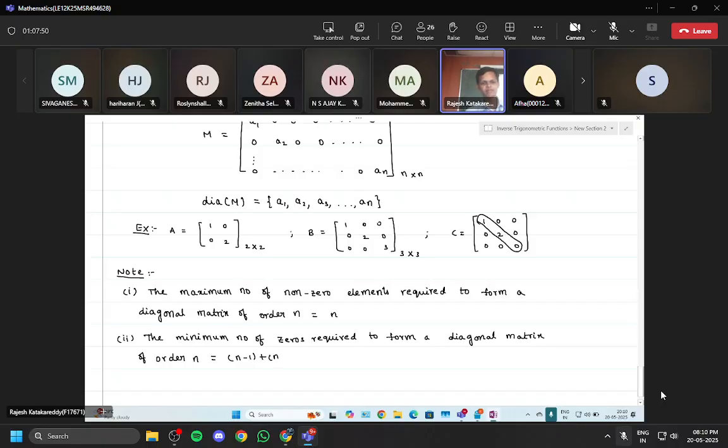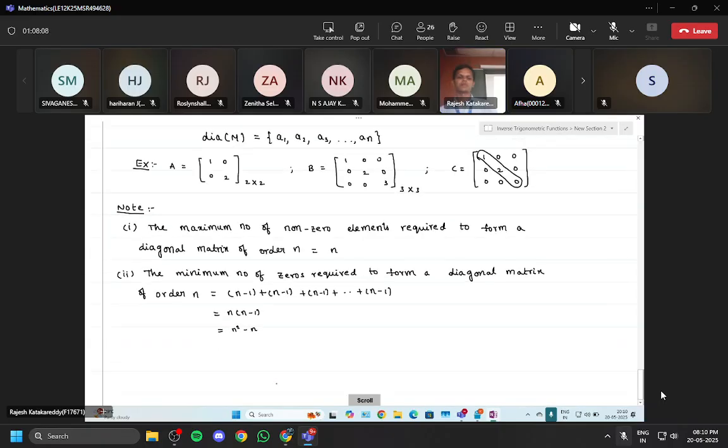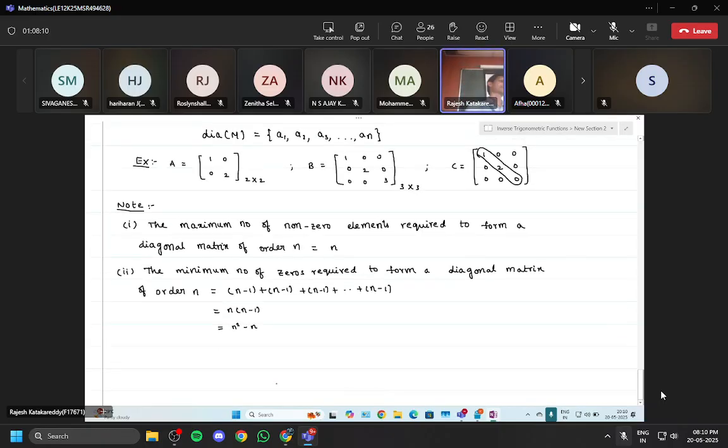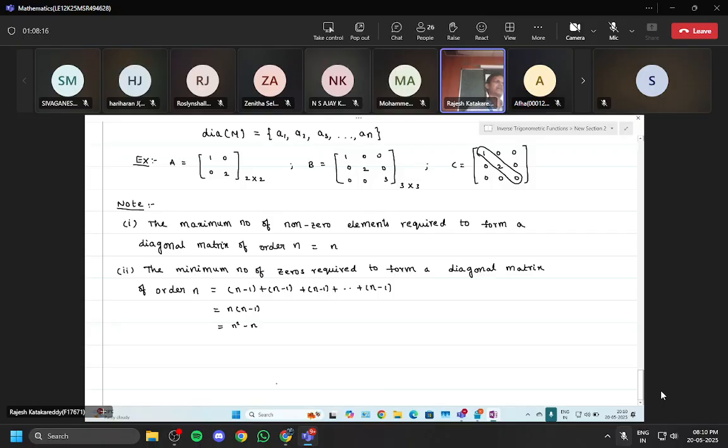Plus n minus 1, plus n minus 1. We are going till n times, because there are n rows. This is n into n minus 1, which we can write as n square minus n. Clear? Understood? Copy this. Now next I think scalar matrix. Total elements minus principal diagonal elements, yes, that is also correct. Next is scalar matrix. Copy this please.